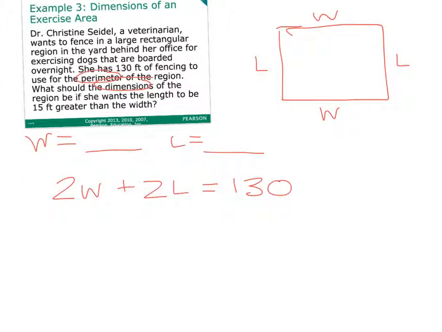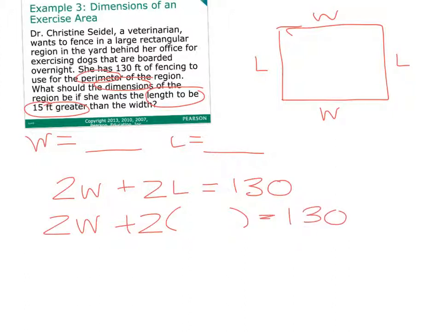Now, we have a problem here. The problem is we have two letters, and you can't solve an equation if you have two letters. So we have to look for a little more information. Okay, in the last sentence, she said she wants the length to be 15 feet bigger than the width. So what you can do is you can take your length, and instead of using L, you can use the expression that they told you, that the length is 15 feet greater than the width. So you can substitute that into the problem.